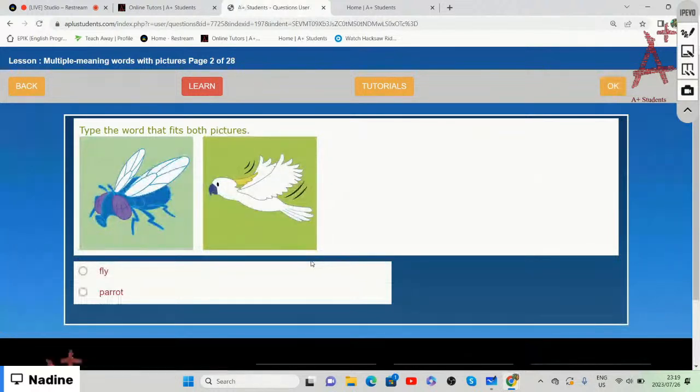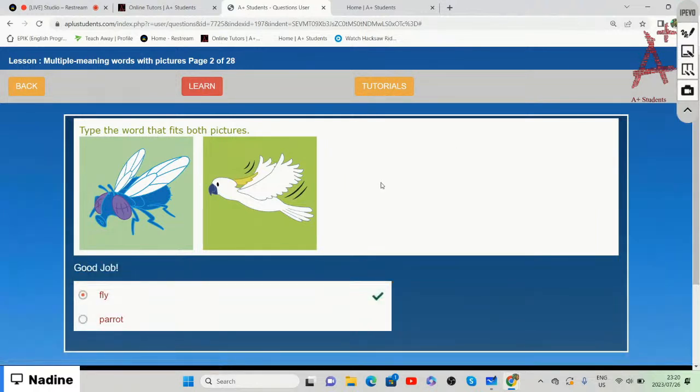All right. Now by looking at both of the pictures, we have an animal, or an insect, and it's in the sky, or it's something that it does. So we either say fly or we say parrot. In this case, the parrot flies, or this is a fly that flies, which means that the word that we are going to choose is fly. So well done to those that chose fly. Good job.